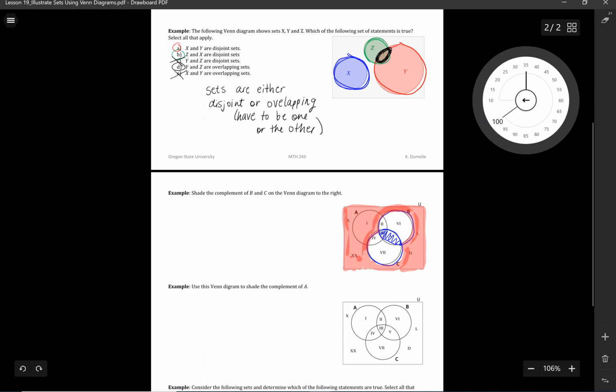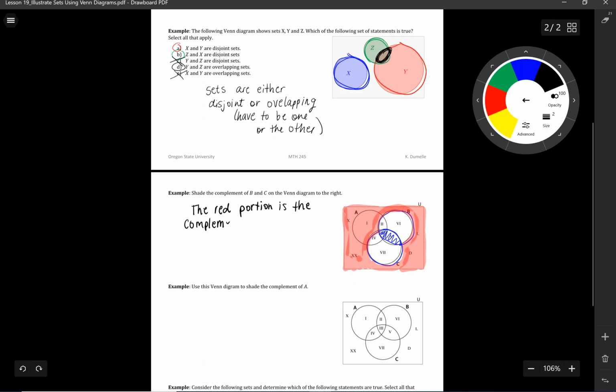So let's write that down. The red portion is the complement of B and C. It's everything that's not B and C.